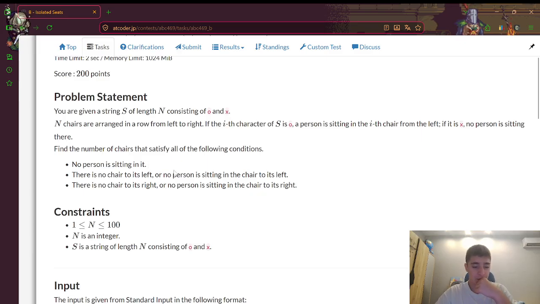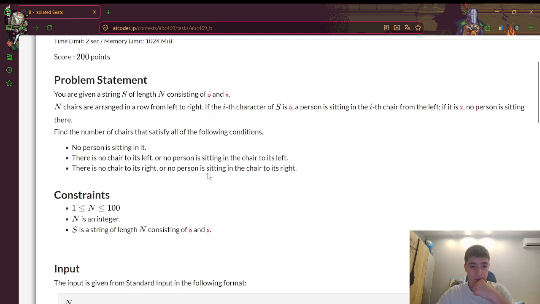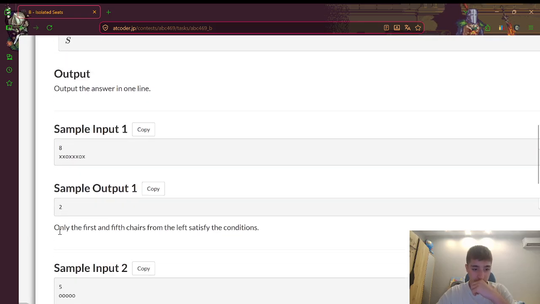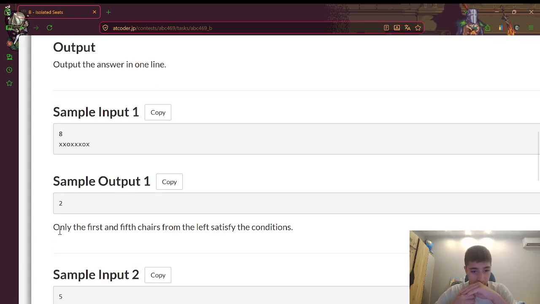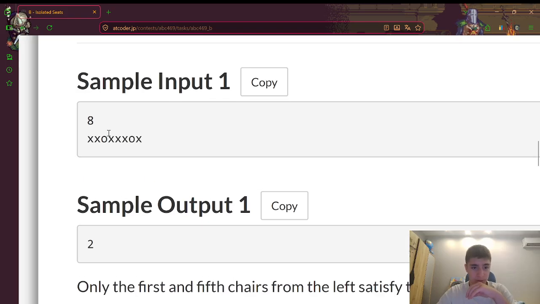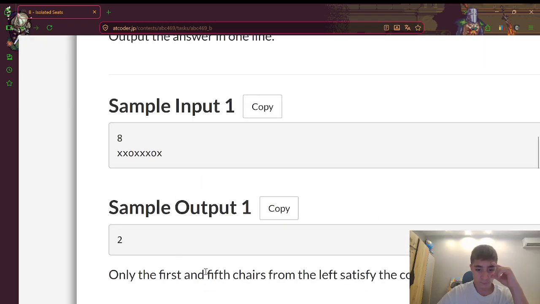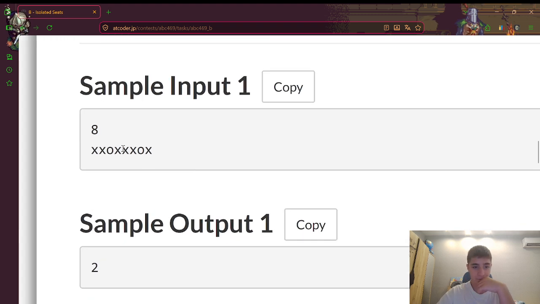No person is sitting in it. There is no chair to its left or right where a person is sitting. Like only the first and fifth satisfy the condition. Like O is sitting. Okay, so we get this, and first, oh okay, yeah, like there and fifth. Yeah, okay, so I understand.